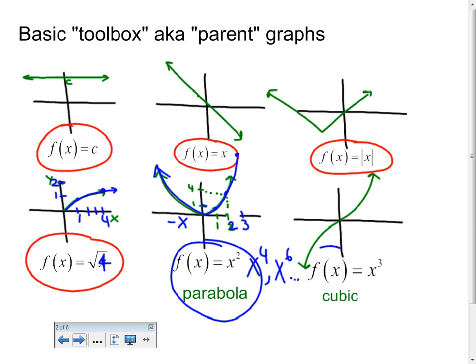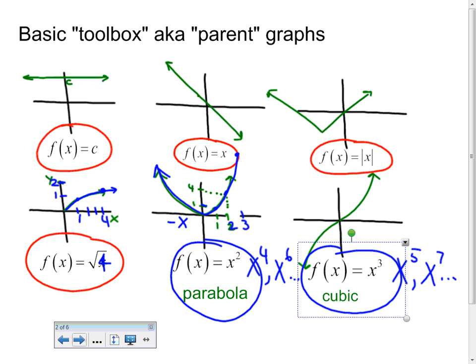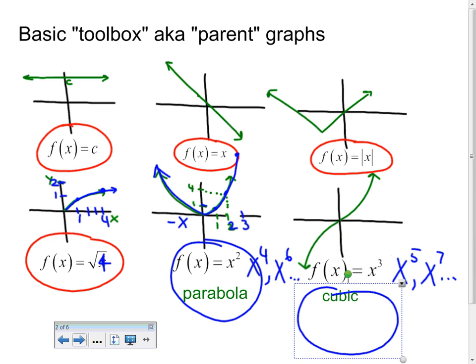Now our last of our 6 parent graphs in our toolbox are the cubic functions. X to the 5th, x to the 7th, any odd exponent. Kind of gives you this sort of disco arm kind of thing with the green arms going up and down. One thing about that scale is that you have to go over 1 just to get to 1. But if you go over 2 and you cube that, you're all the way up at 8. So it gets big quick.